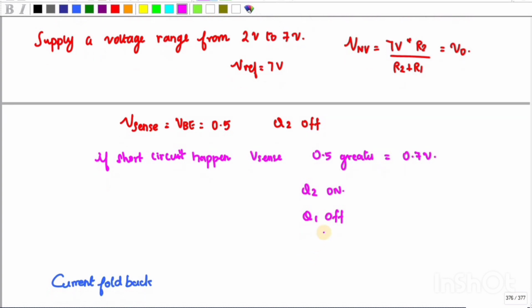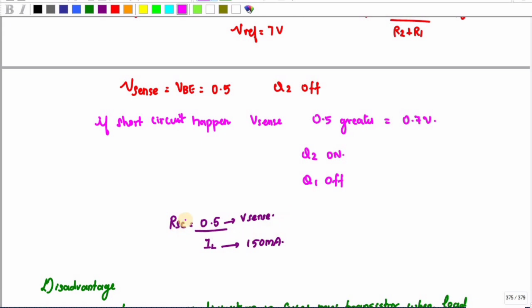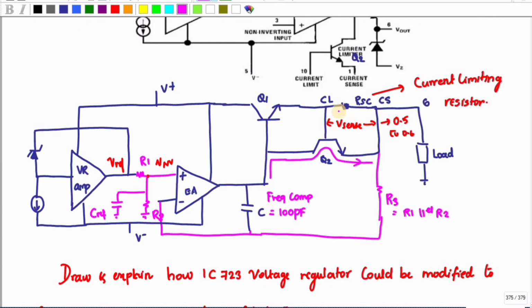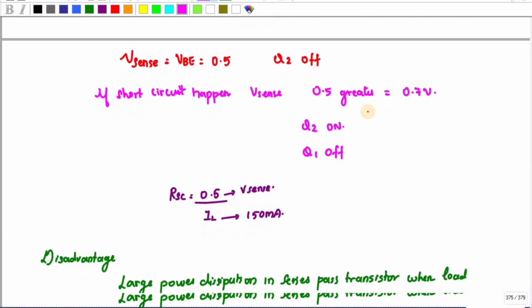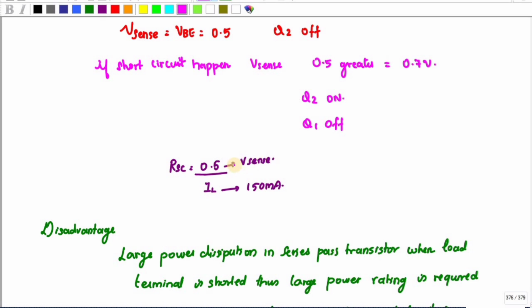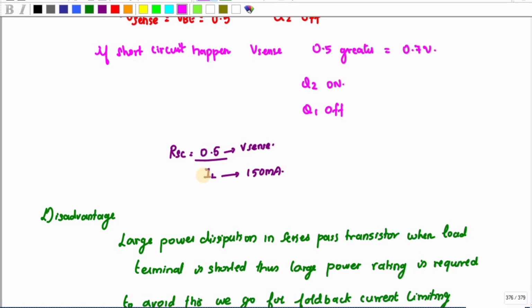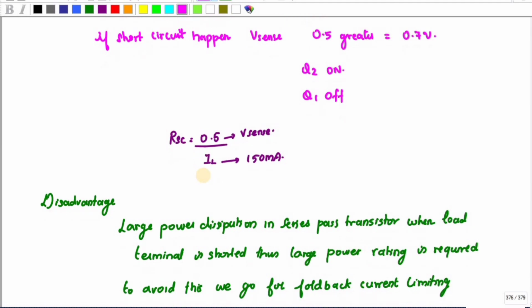Okay, so here if you see the RSC value, RSC is nothing but V sense divided by IL. So the V sense value initially is 0.5. So the voltage across this one is V sense, and V sense divided by the current flowing through this one is IL. So the maximum current it will flow is 150 milliamps, and V sense value is 0.5. So thereby I can find the value of RSC. Okay. So the disadvantage of this method is it is current limiting. It is nothing but current limiting method, right?